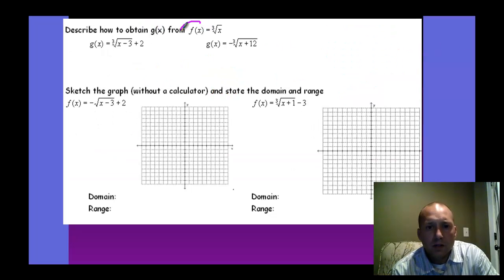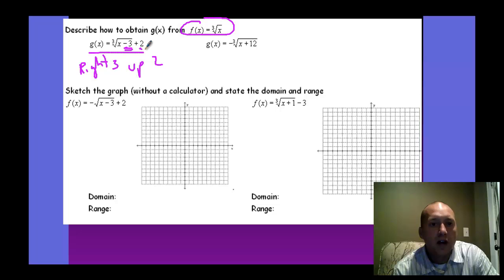So how would we get this function, or we start with this function? What would you do to the graph to get this equation? So you take the original equation here. What's happening? Well, we are shifting it. We're going to move it right 3, and then we're going to move it up 2. And that's just using our h value and our k value.